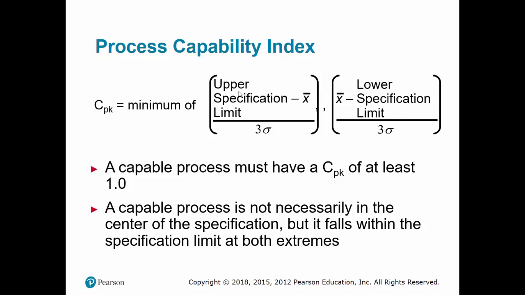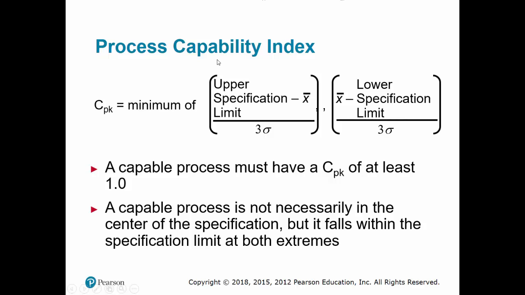For example, if a bottle is supposed to have 16 ounces of cola, then 16 is your middle level. And if you have a tolerance limit, so it can go up or down by 0.2 ounces, then the lower specification limit is 15.8 ounces, and the upper specification limit is 16.2 ounces. Now the X bar is the actual process average. The process average may be 16.01 or something.